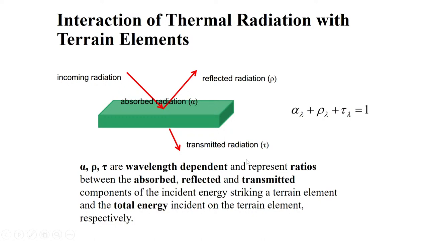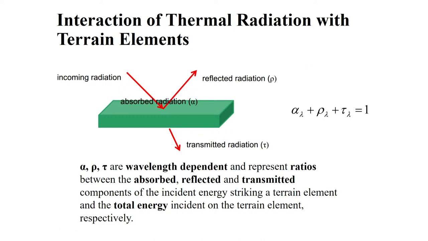So here we are going to talk about the reflectance, absorbance, and transmittance. It means that the total incoming radiation will be the sum of the reflected radiation, absorbed radiation, and the transmitted radiation. Now, reflectance is the capability of the surface to reflect. When the reflected radiation is divided by the incoming radiation, that becomes the reflectance.